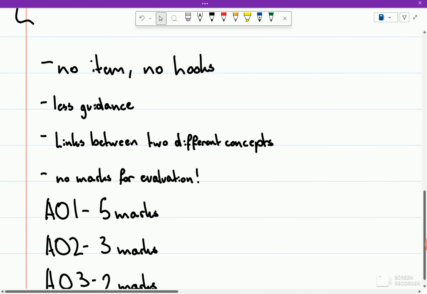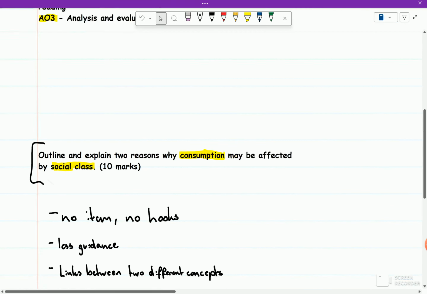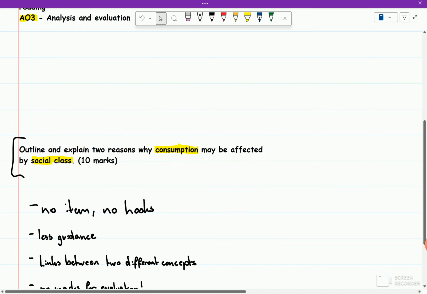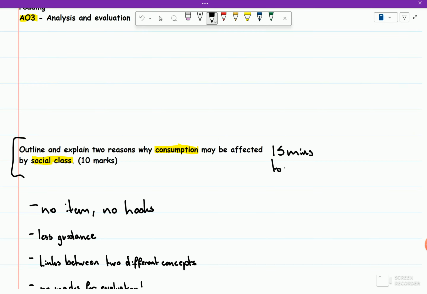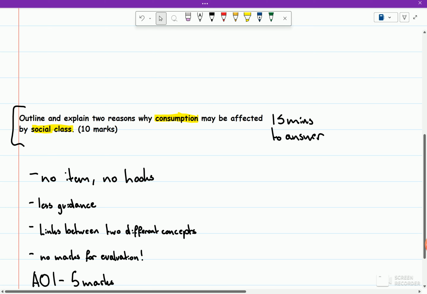Why is that important? Well, the biggest thing is time. So unless you have extra time, you will have about 15 minutes, I'll put here. You'll have about 15 minutes to answer the question. So you don't have time to be doing things that don't get you the marks, right? This question is very focused, very straightforward in terms of what it's requiring you to do. You outline and explain 2 reasons why consumption may be affected by social class.